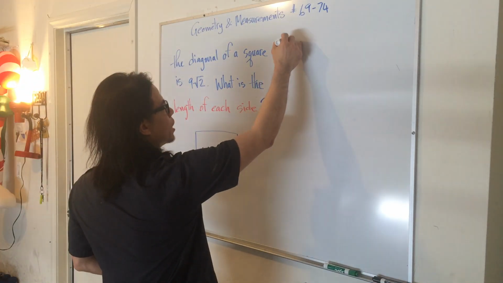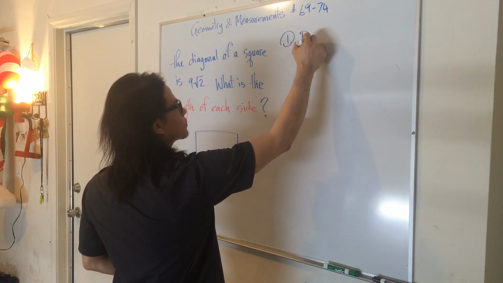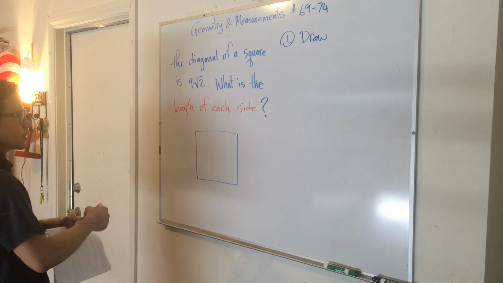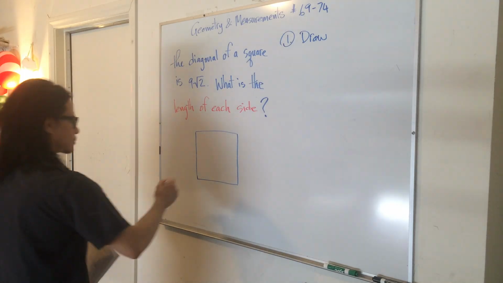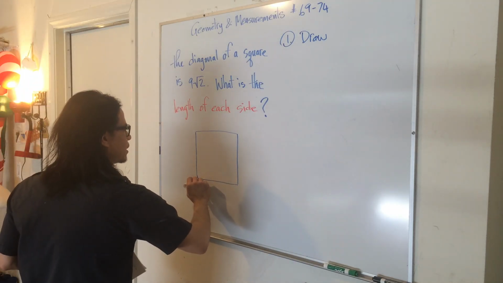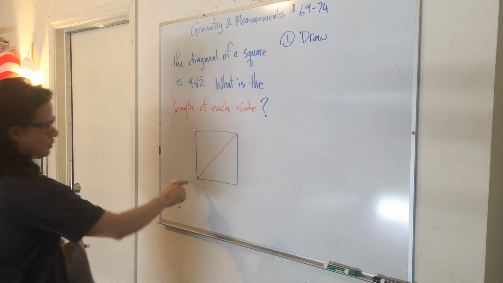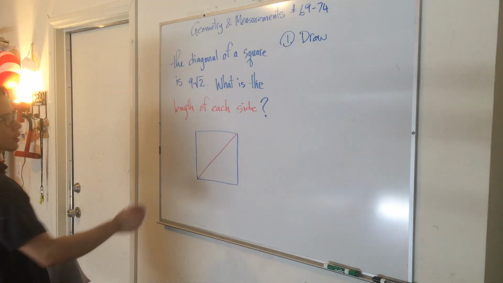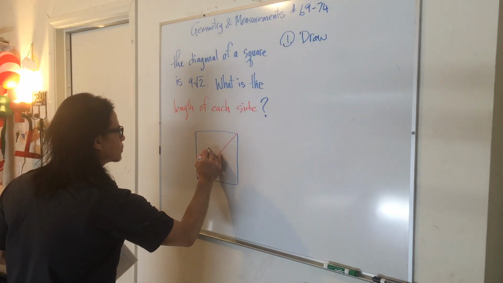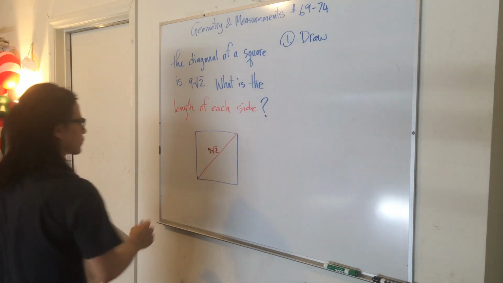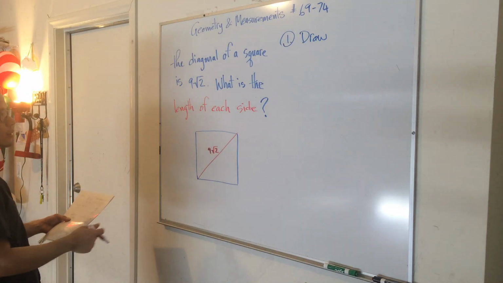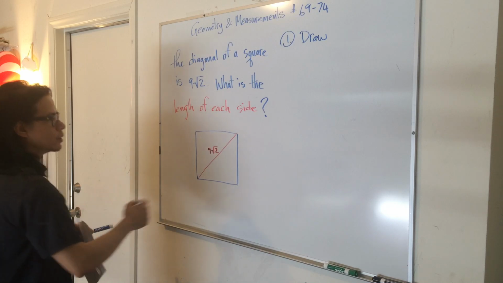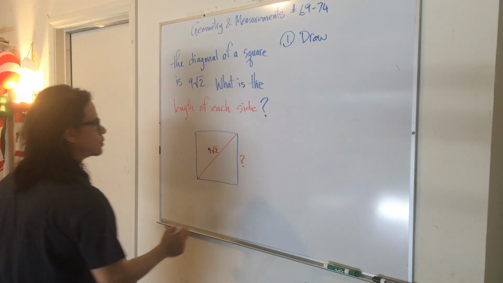Okay, step 1 would be to draw out your square, of course. And let's label the diagonal. Diagonal is the slant, right, from one angle to the opposite angle. We know that this is 9 root 2. Okay? What is the length of each side? So we don't know this. This is what we want to know.